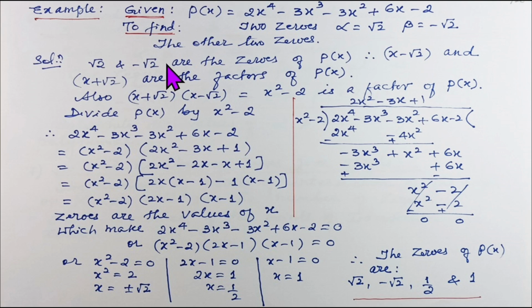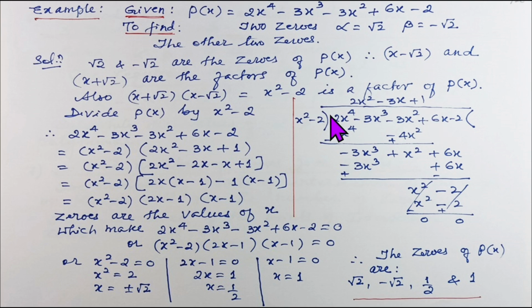Now we are given root 2 and minus root 2 are the zeros. Then the factors of this polynomial, one factor is x minus root 2 and the other factor is x plus root 2. But the product of the two factors, that is x minus root 2 and x plus root 2, is also a factor of the given biquadratic polynomial. That means if I divide the given polynomial by x square minus 2, that is the product of these, I'll get the remainder as 0, and we get a quadratic polynomial 2x square minus 3x plus 1 as the quotient.